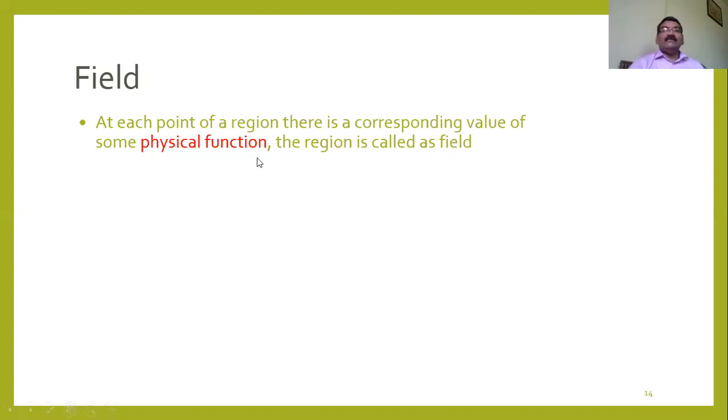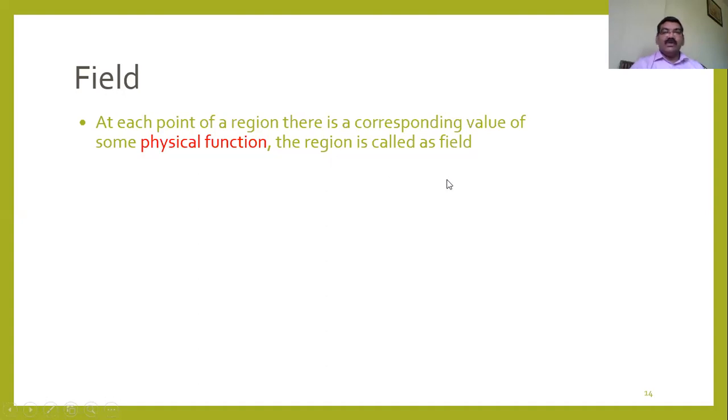Now, what is this parameter? It is a field. Field means what? The definition is mentioned here. At each point of a region, there is a corresponding value of some physical function. The region is called a field.